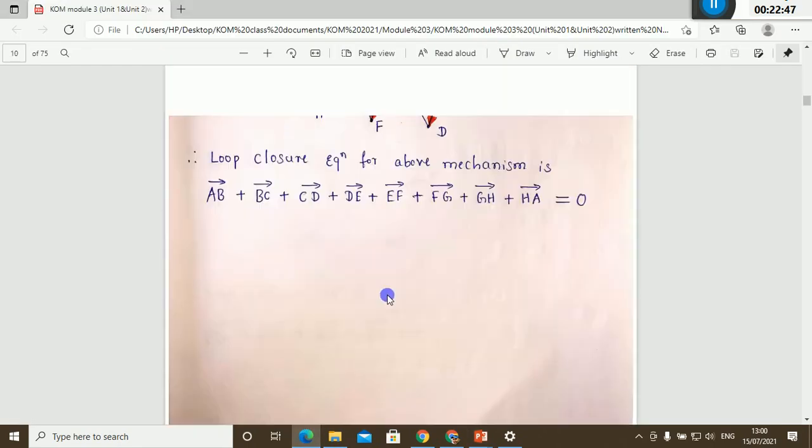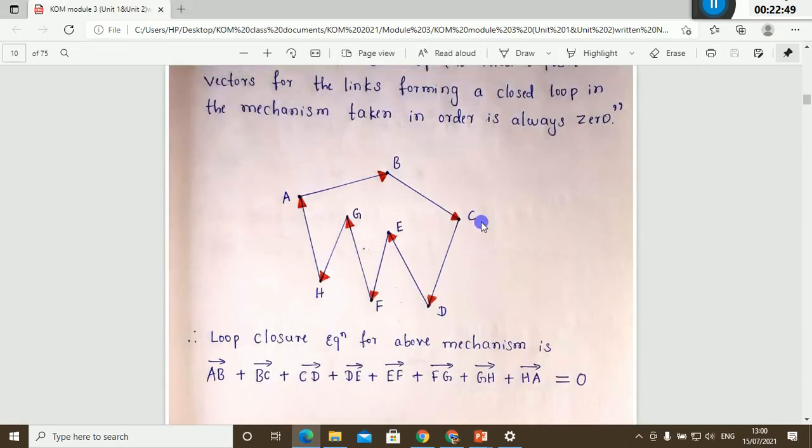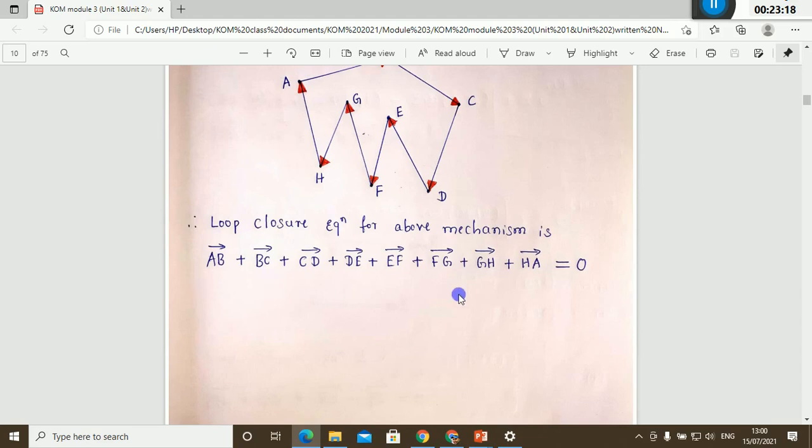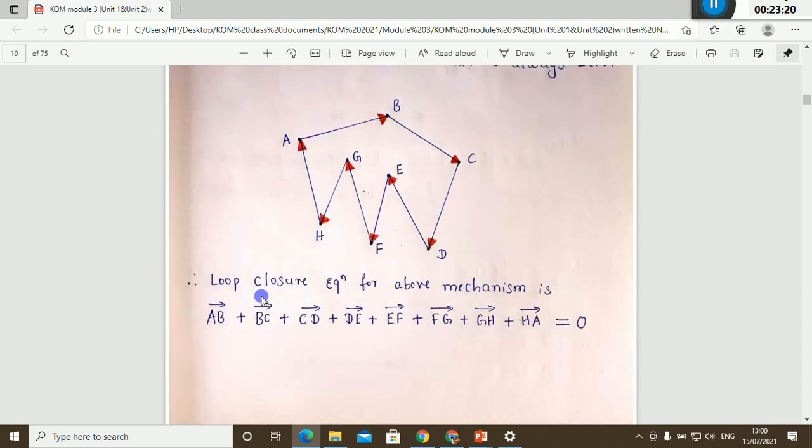Before that, in the previous class, I explained how to write the loop closure equation for a closed profile. If there is a group of vectors moving in the same direction, forward, forward, forward, you can write the loop closure equation as the displacement of vectors AB, BC, CD. If they are moving in the same direction, I consider them positive. If they are opposite to the first vector, they will be negative. The summation of the displacement of all the vectors is the loop closure equation.